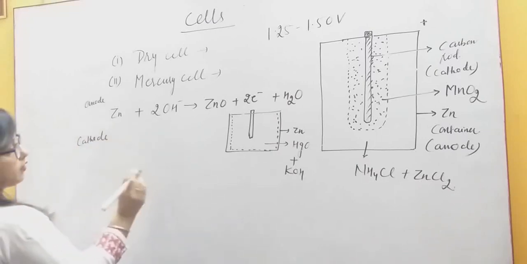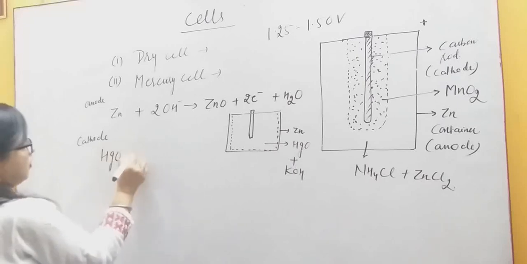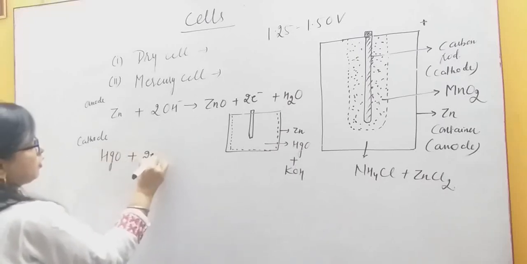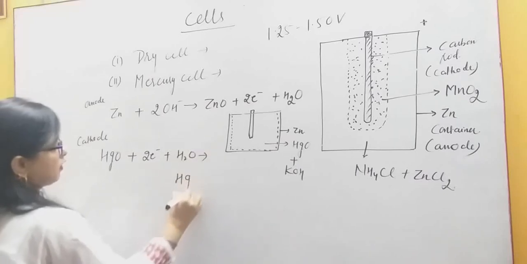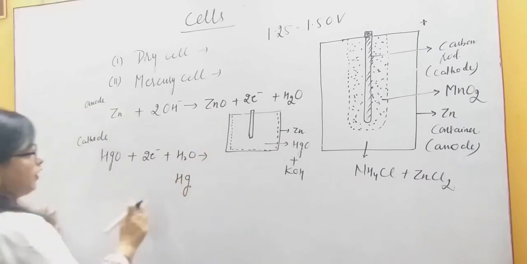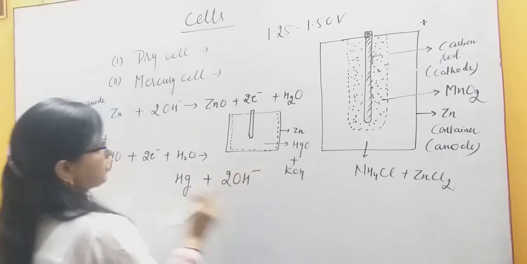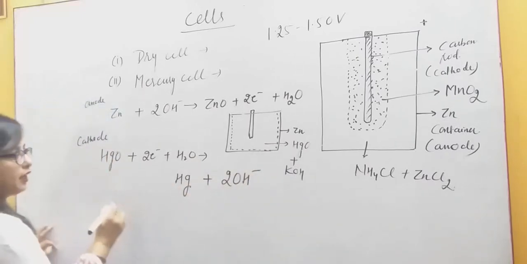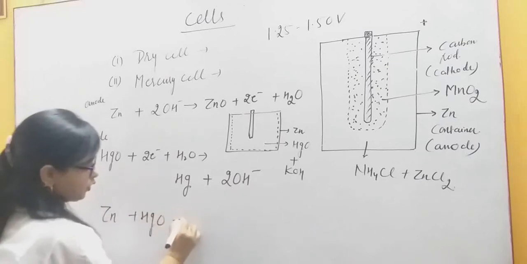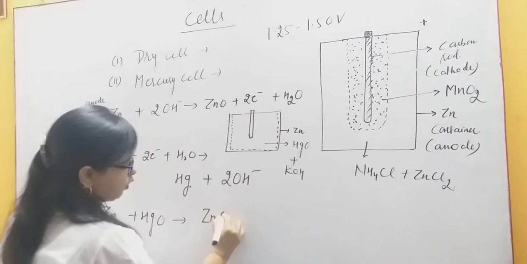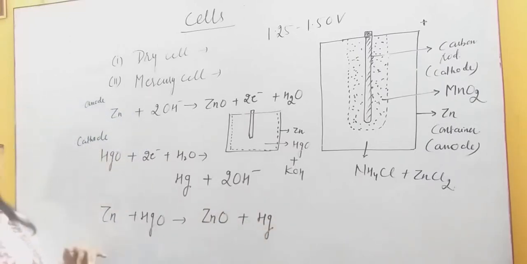So cathode is HgO, which reacts with 2 electrons and water to make mercury in liquid state plus 2OH-. So my net reaction will be Zn plus HgO. So Zn is converted into zinc oxide and HgO is converted into Hg, that is the net reaction.